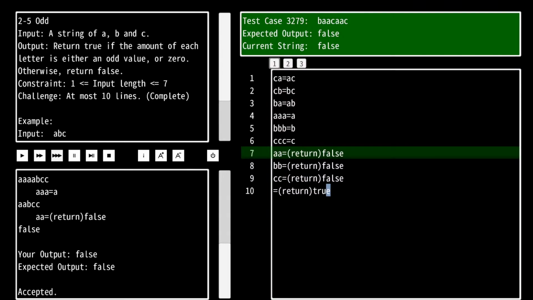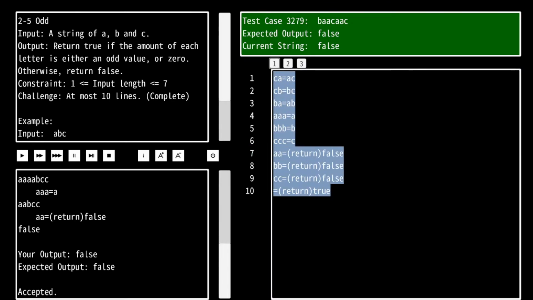Oh yes, I did it, and that was the challenge. I did the challenge as well. Oh my god, I actually wasn't sure if that would be enough for the challenge. I mean, that's 10 lines. We haven't gotten that far yet.